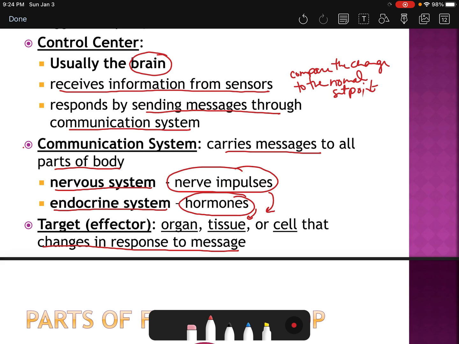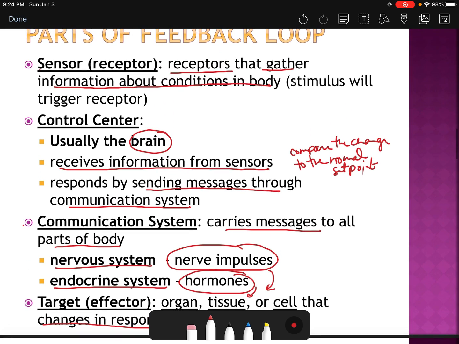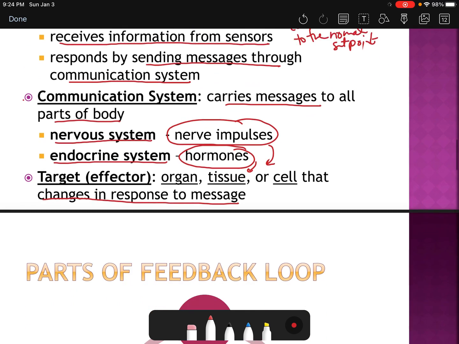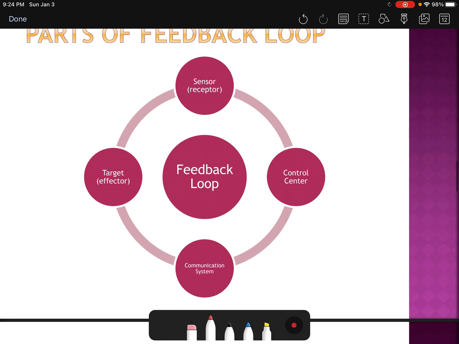Usually, in a negative loop, and we'll talk about it in a minute, we're trying to just reverse the change and get it back to what your normal conditions are like. But we'll talk about those two parts in a minute. These are the 4 parts, and it always goes in this loop from sensor to control center via a communication system, and then to the target or the effector, the part that's going to change in the end. So here's a little schematic that shows those 4 parts of the feedback loop.